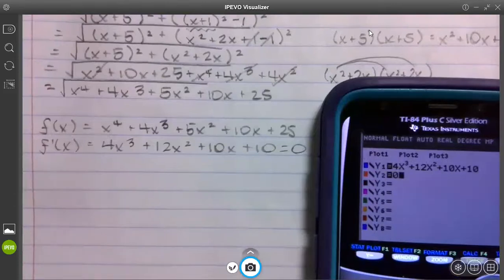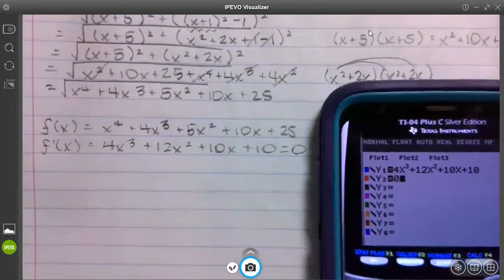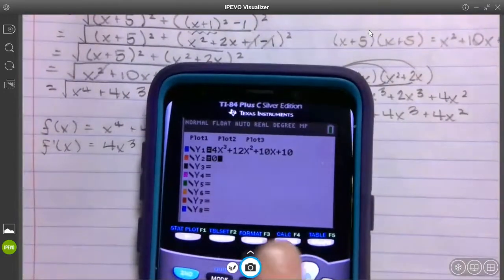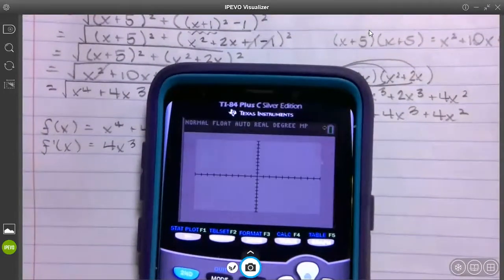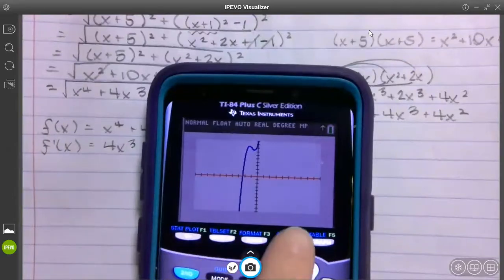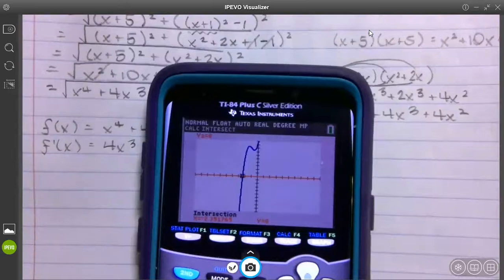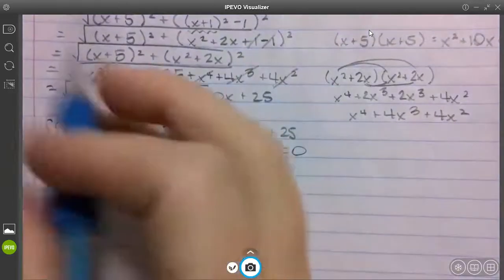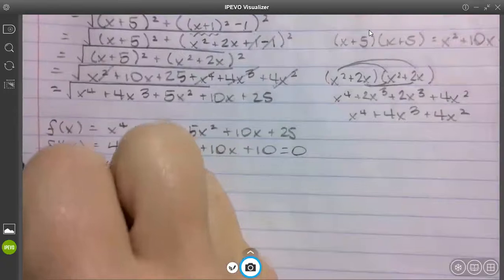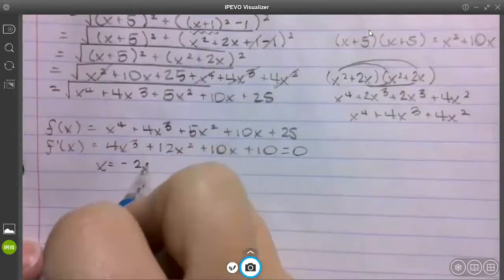And then 0 and y2. I'm going to zoom 6 it. I don't know what my calculator screen was on, so I'm going to make sure it's all in the middle. So you can see that there's only one x-intercept. That's what we're going to find. So second trace intercept. Enter, enter, enter. And we get negative 2.3918. So x equals negative 2.3918.